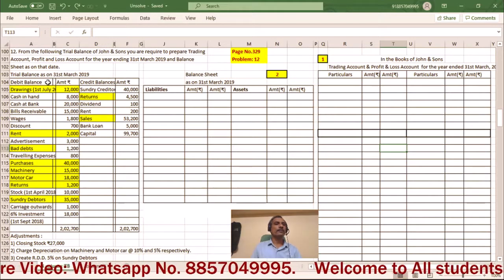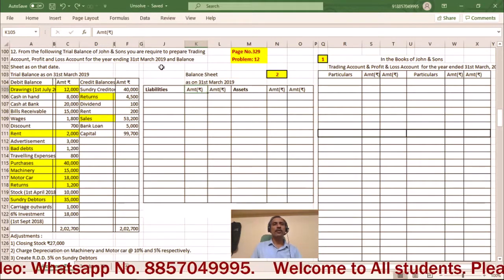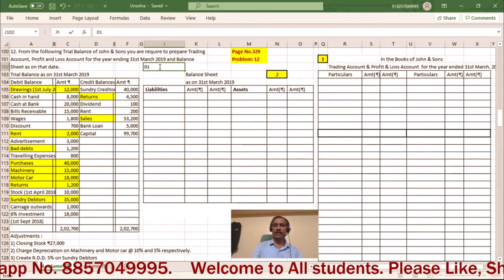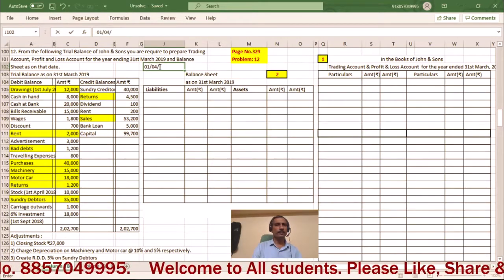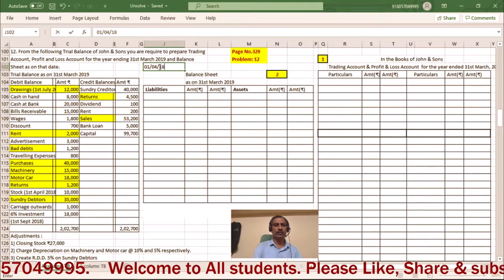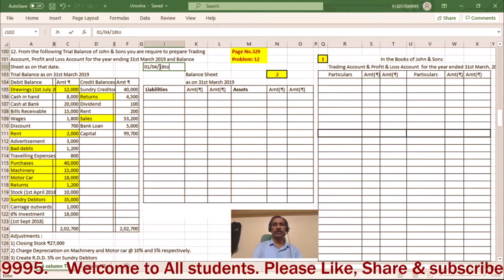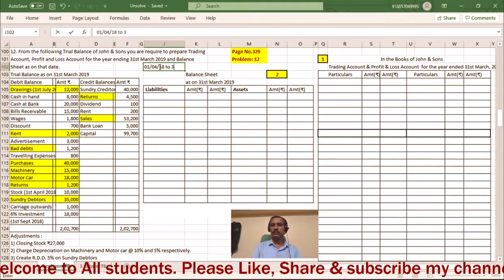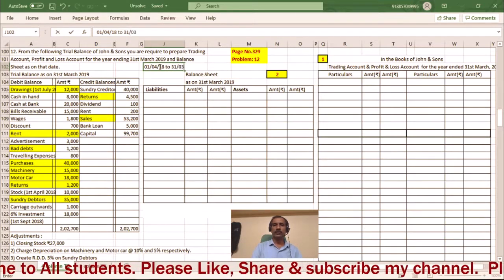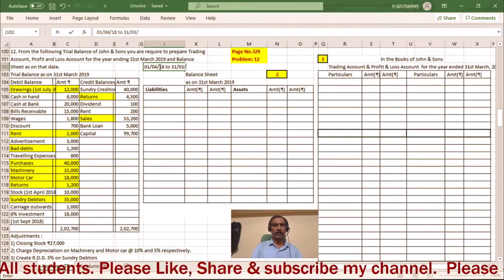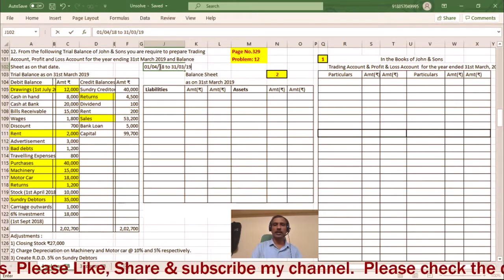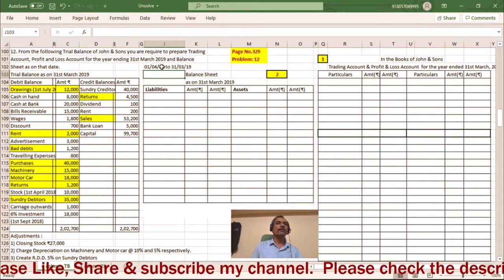Here our accounts are going to be closed on 31st March. We know that our financial year starts on 1st April 2018 and is closed on 31st March, because every financial year closes on 31st March. So this account is going to be closed on 31st March 2019. So the duration will be 12 months.